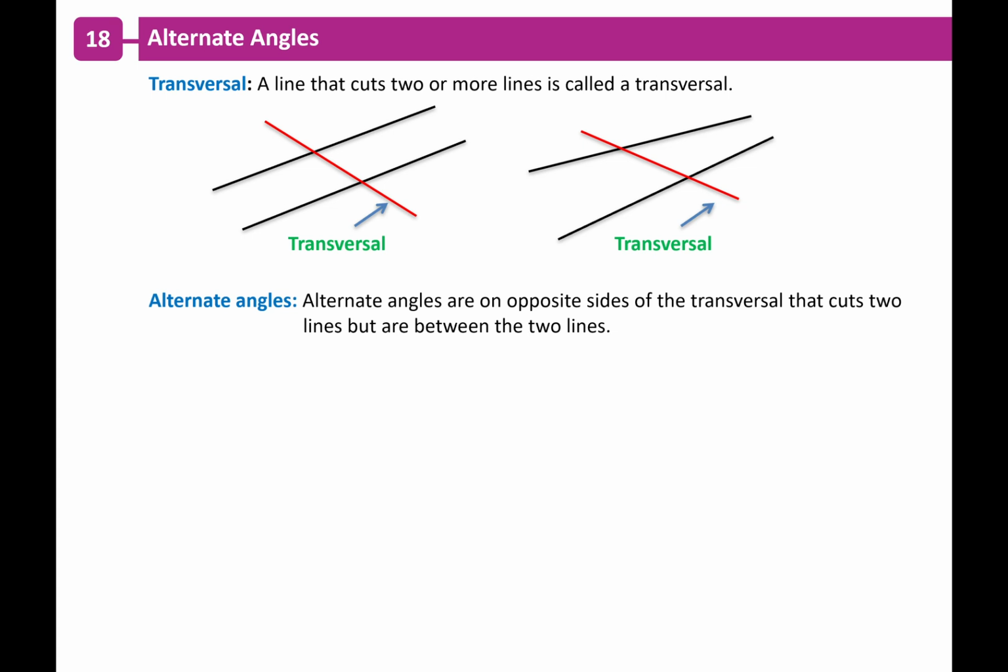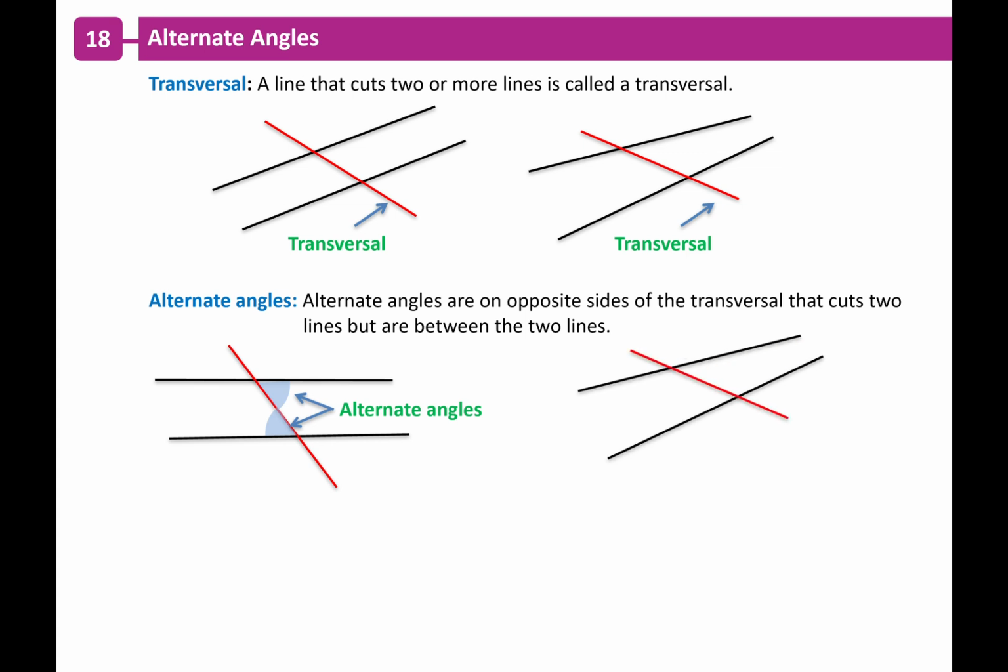Alternate angles are angles on opposite sides of a transversal. Let's have a look and see. These two angles are on opposite sides of our transversal. Therefore, we call them alternate angles. These two angles are on opposite sides of a transversal. We call them alternate angles.